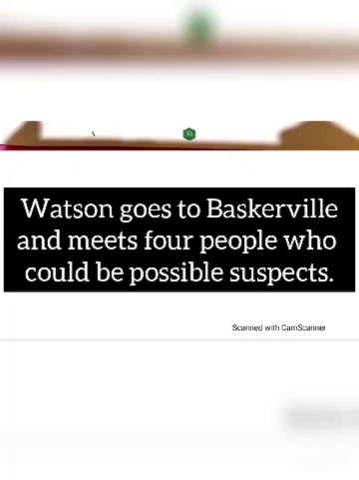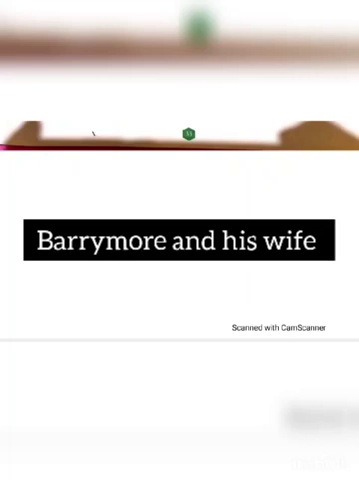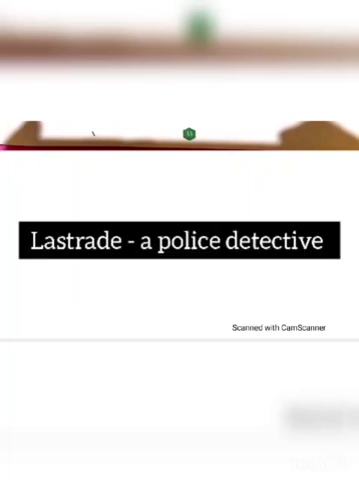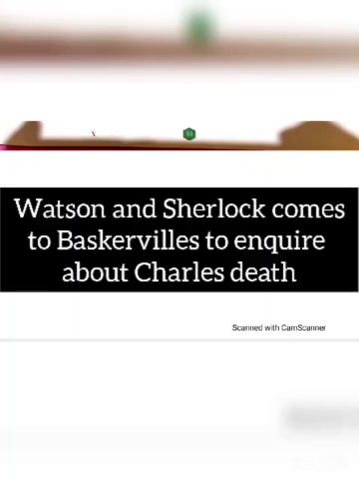Now the next paragraph. Watson goes to Baskerville and meets four people who are suspicious. Maybe they are considered killers by Watson and Sherlock Holmes, but it is not finalized. They are going to Baskerville to inquire more about the crime. Then there is another character, Barrymore, and his wife. Then there is an archaeologist, whose name is Stapleton, and his sister, Beverly Stapleton. These are the other characters. Then one more character is Lestrade, a police detective. So Watson and Holmes visit Baskerville to inquire more about this death.